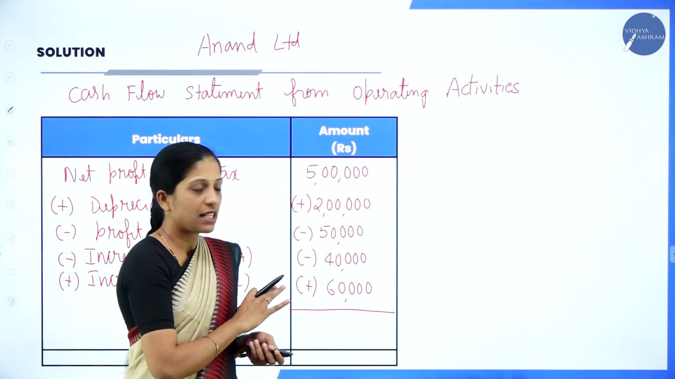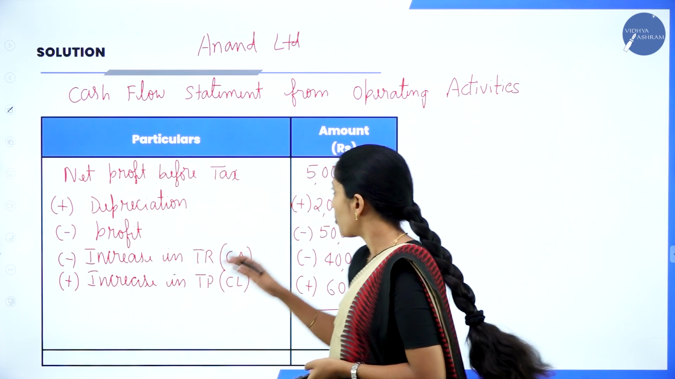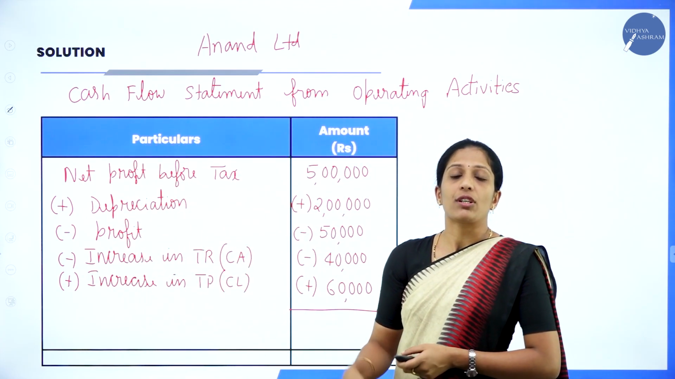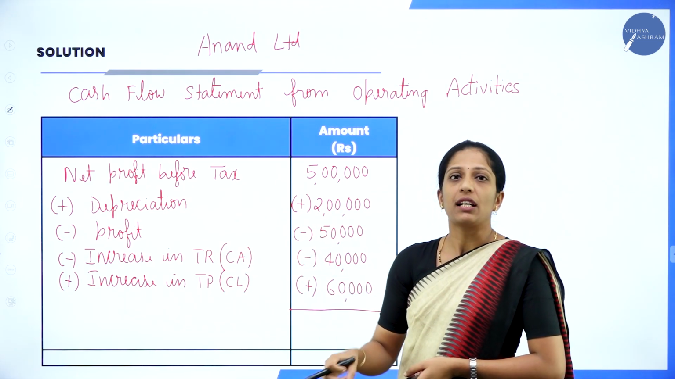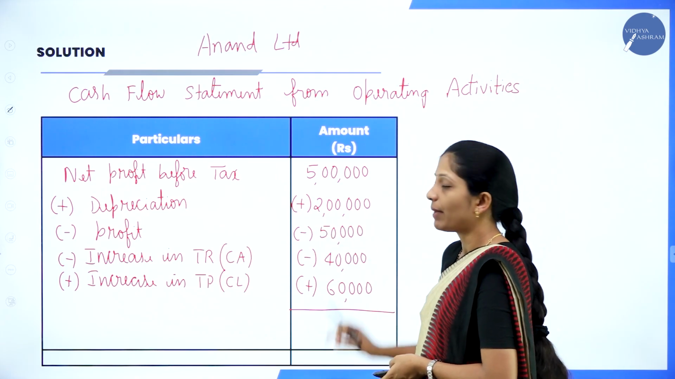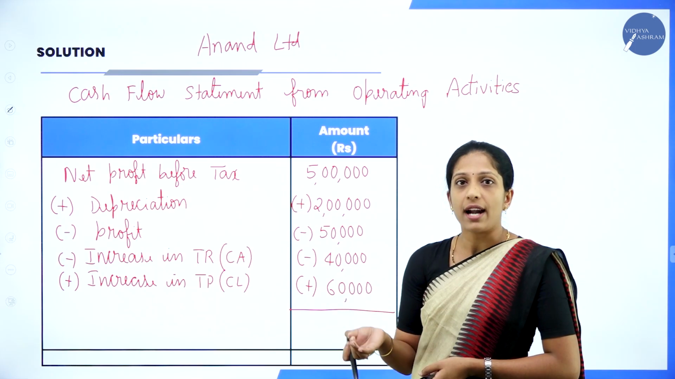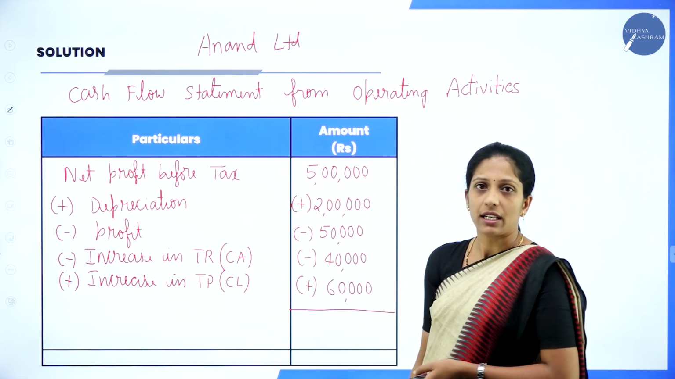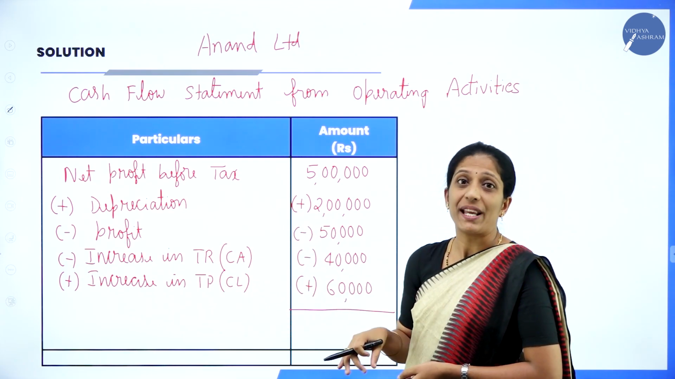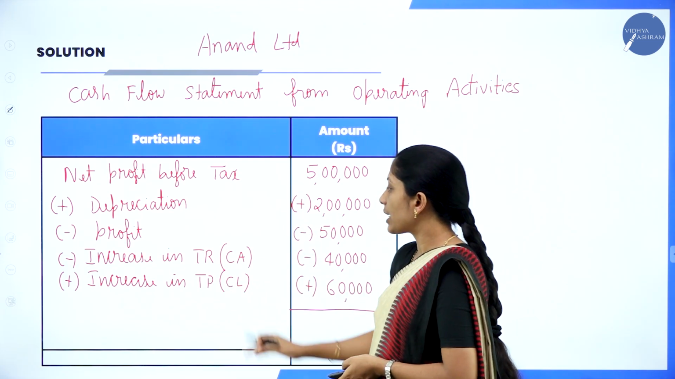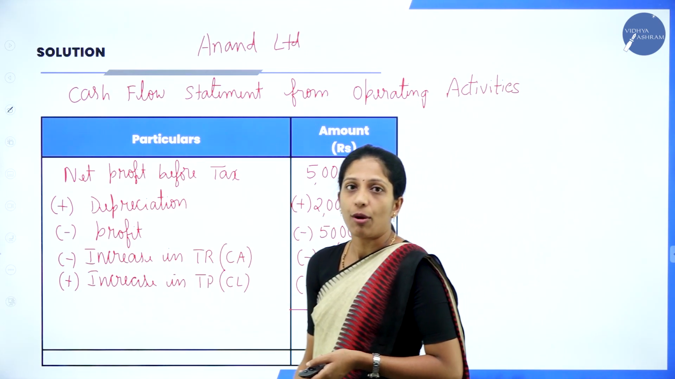So, you have written this much. Where we have started with net profit before tax, that is how much? 5 lakh. Depreciation normally what we will do? We will minus, but here we have to add 2 lakh. Profit normally we will add, but here you will minus. Next, increase in current asset. You have to add actually, but here under operating activities you will minus, because we have taken the net profit before tax. So, everything will be reverse. Next, increase in current liability. So, you will add.